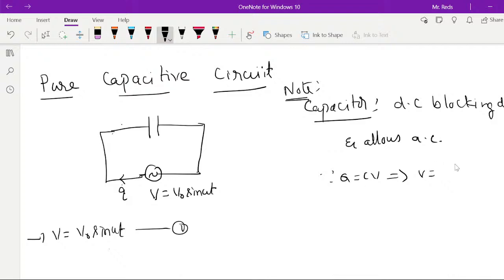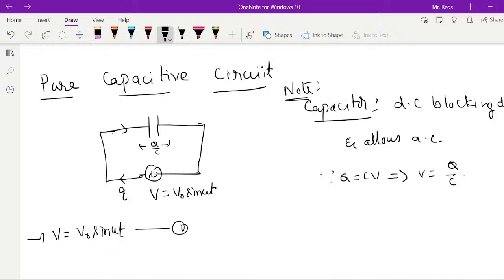This small q or capital Q, anything you can take. Q by C will be the potential drop across the capacitor due to what? The flow of charge, or the charge drawn from the AC source. And again, by applying Kirchhoff's laws, the algebraic sum of the potentials in a closed loop is equal to 0. The potential drop across this, you can take as a small v, is nothing but Q by C.